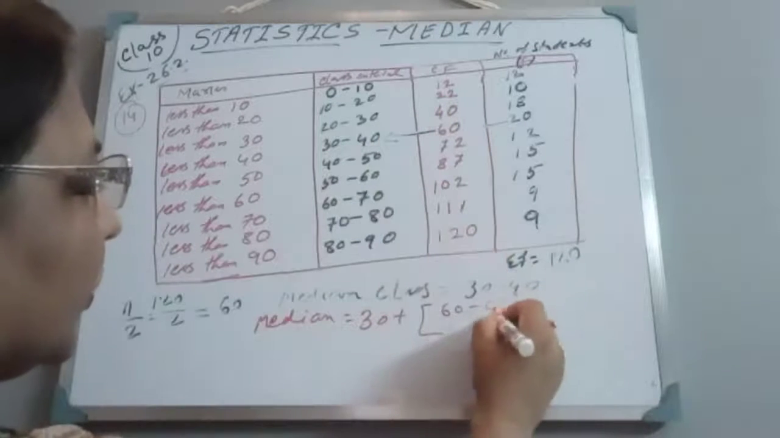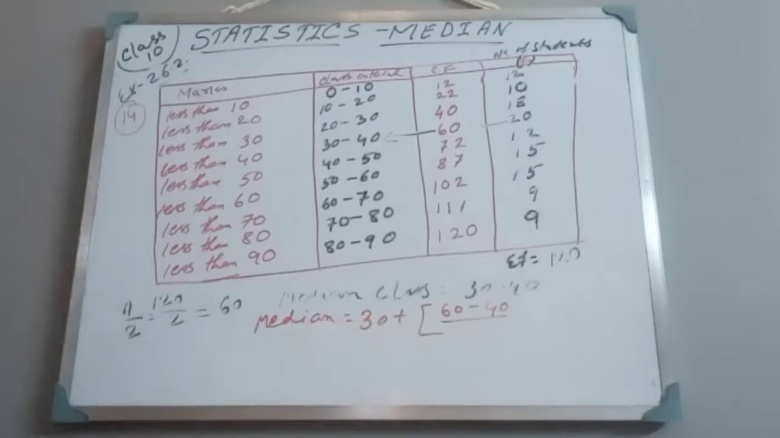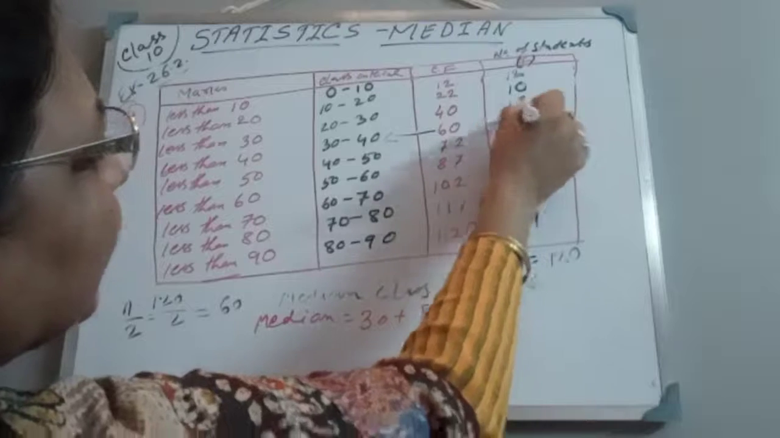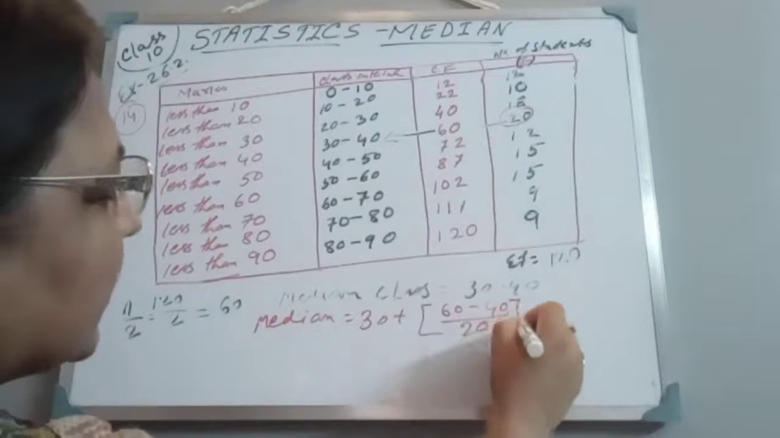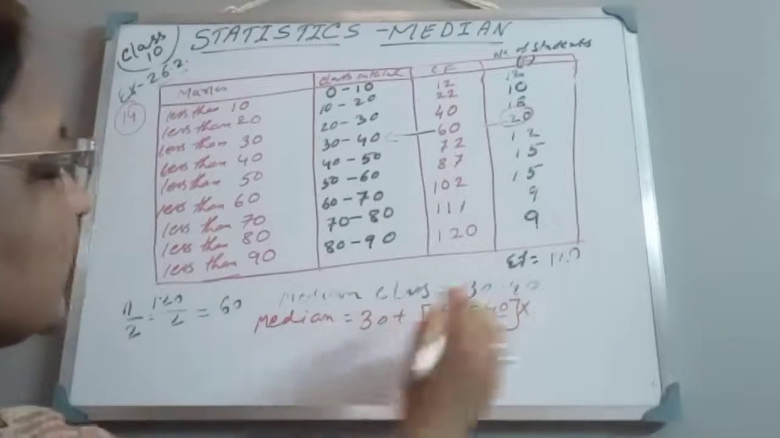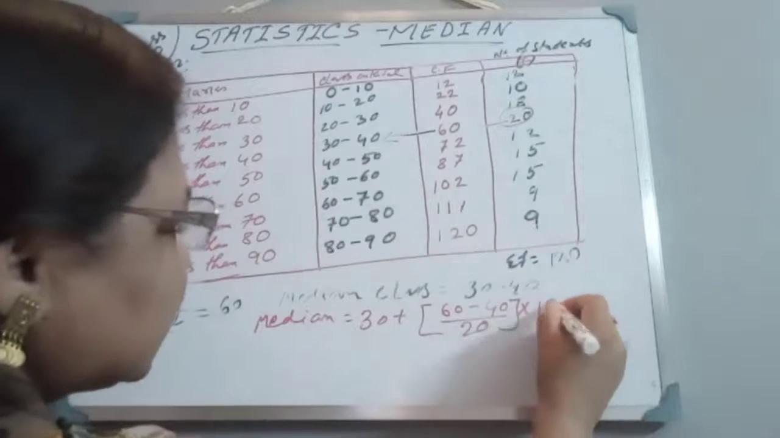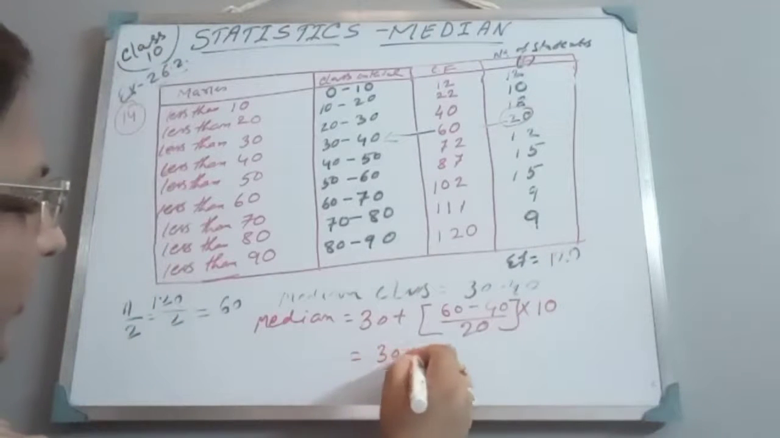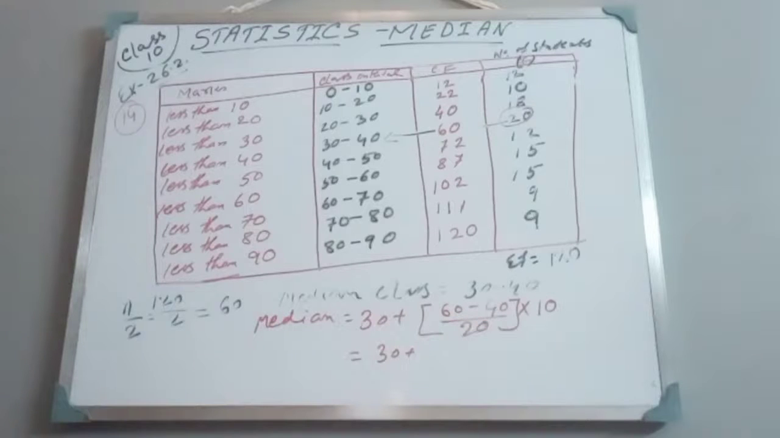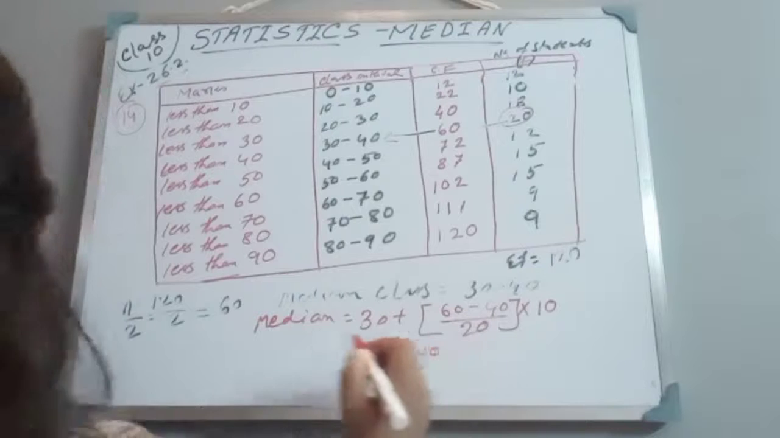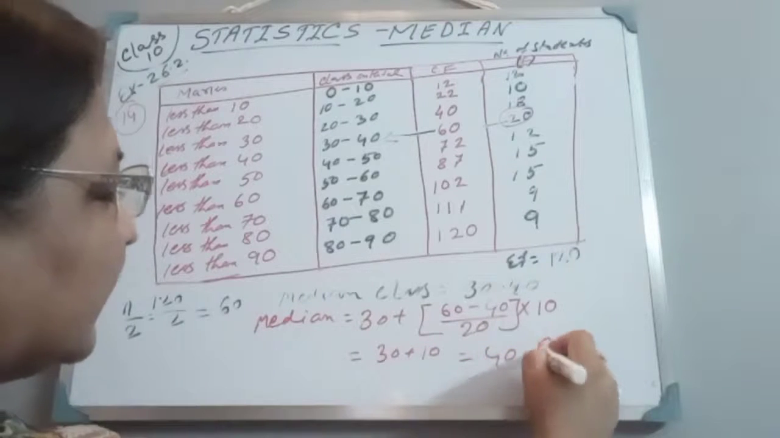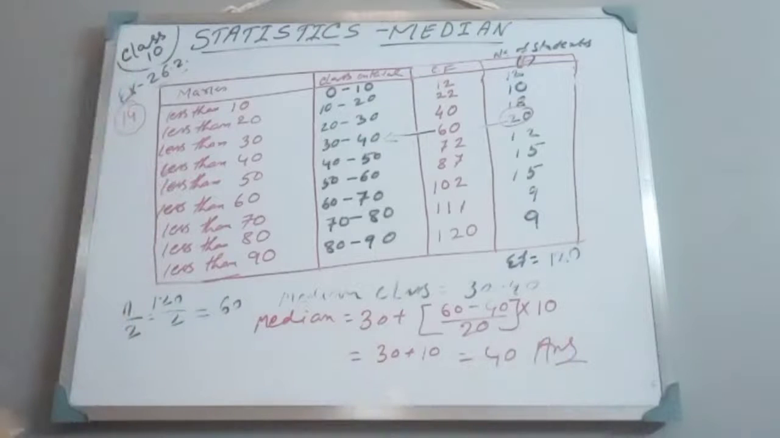So write here 40, divided by the frequency of the median class. The frequency of the median class is 20. So write here 20 into h. h means class size, 30 to 40, obviously this is 10. So we write 30 plus 60 minus 40, again 20. 20 by 20 cancel, so it is coming only 10. So 30 plus 10 comes to 40. That is the answer.